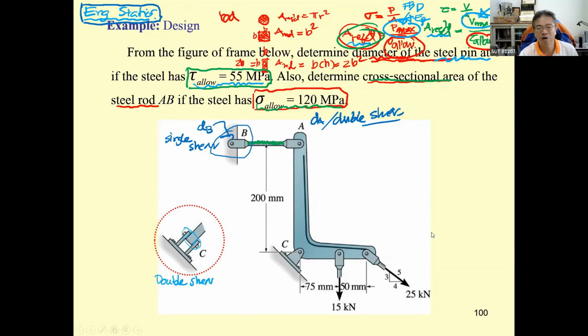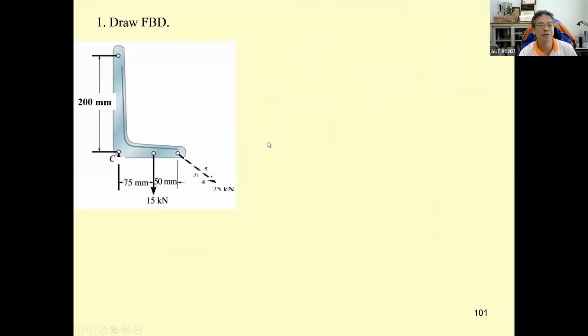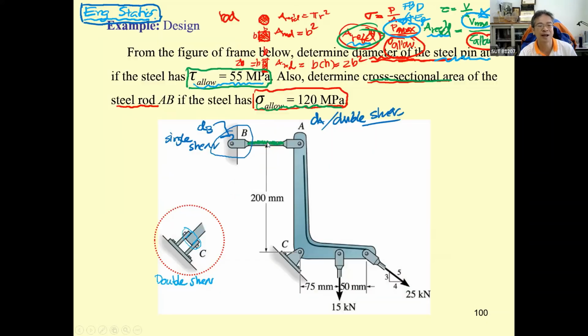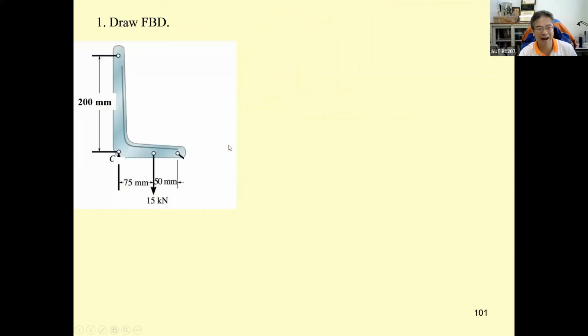Now, we're going to draw this one. This is going to be the two-force member. This is going to be the pin. The pin at C will have C sub X and C sub Y. And the force over here is going to be only F sub AB. So by doing this, this is going to be our free body diagram.